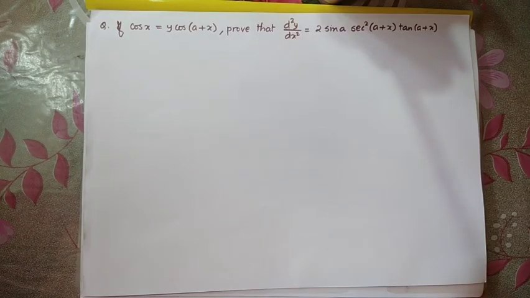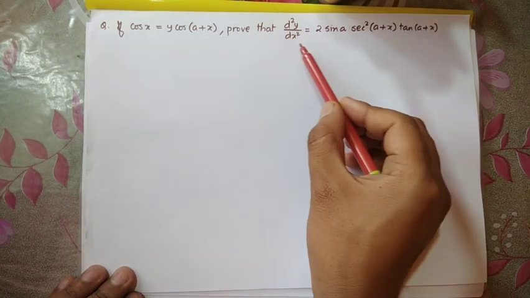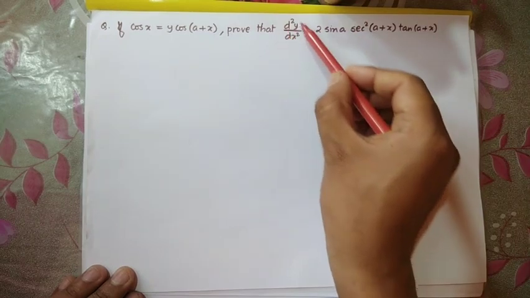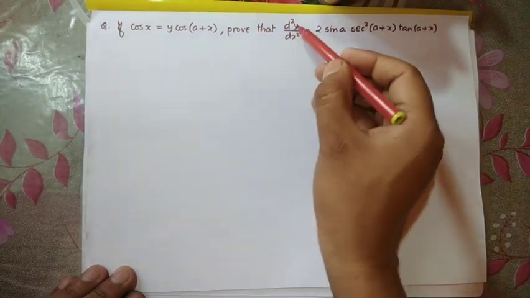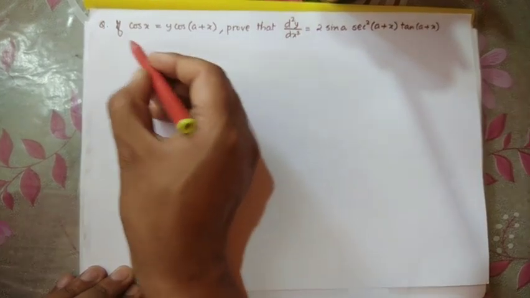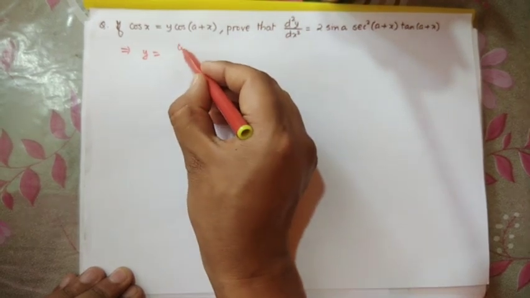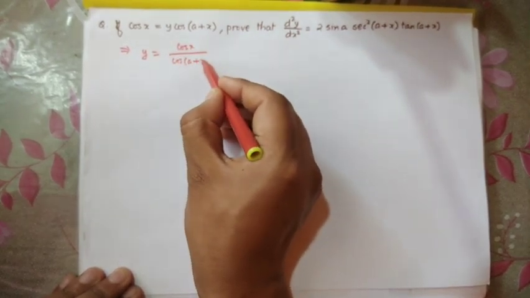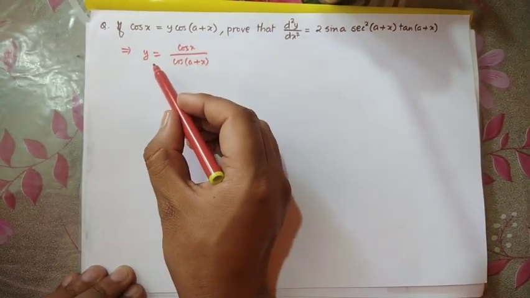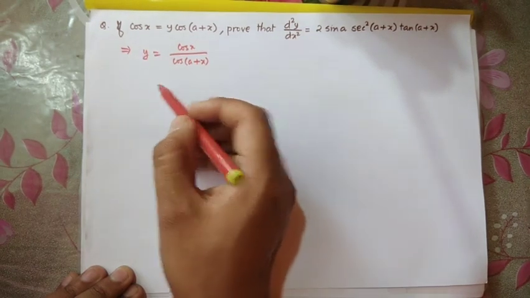Now we'll see this question. So in this question, given is this one, so we need to prove this much. So basically what we are going to find is d square y by dx square, that is the second order derivative of y. Let's see what y is from here. So from here y is equal to cos x by cos (a plus x). We'll first differentiate it with respect to x in order to get the first order derivative.